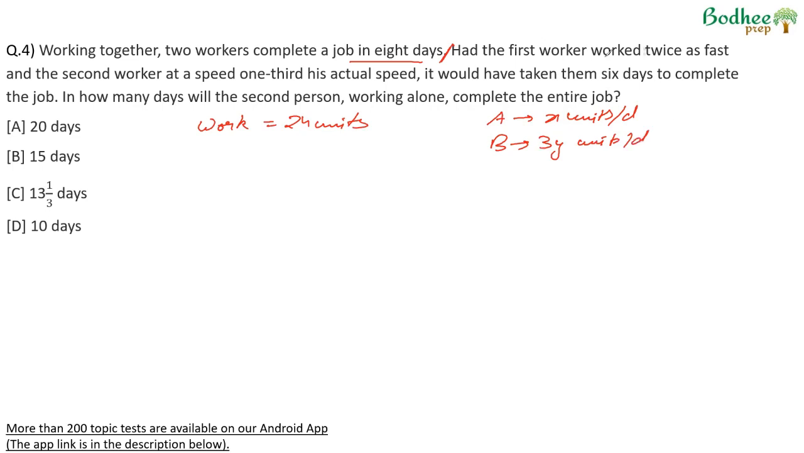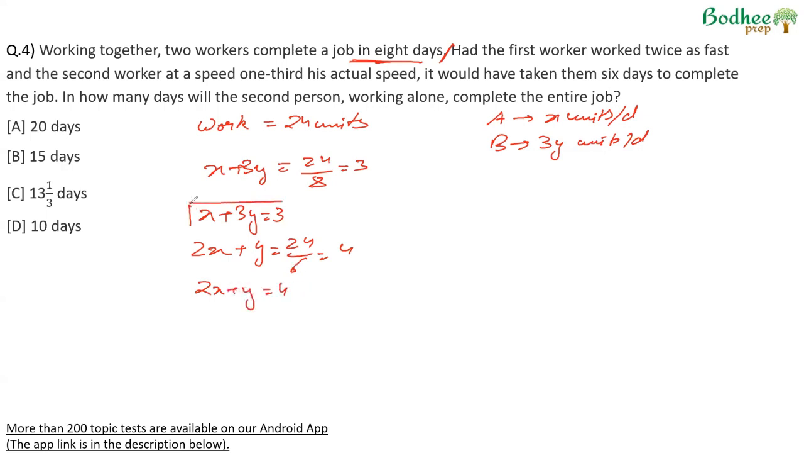In the first case, when they're working together, X plus 3Y will be the work done in a day, and this will be nothing but 24 units being completed in 8 days. And therefore, we can say that X plus 3Y is equal to 3 units per day. In the second case, had the first worker worked twice as fast, he does 2X units, and the second worker worked at one-third his actual speed, so one-third of 3Y is Y. In this case, they would have done 24 units in 6 days, so 4 units per day. So we get the second equation, which is 2X plus Y is equal to 4. This is equation number 1. This is equation number 2.